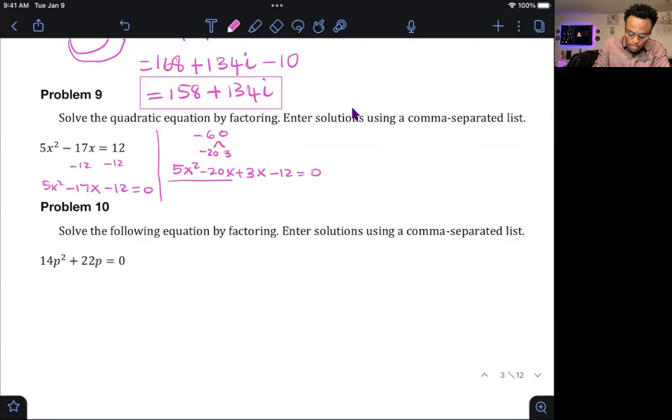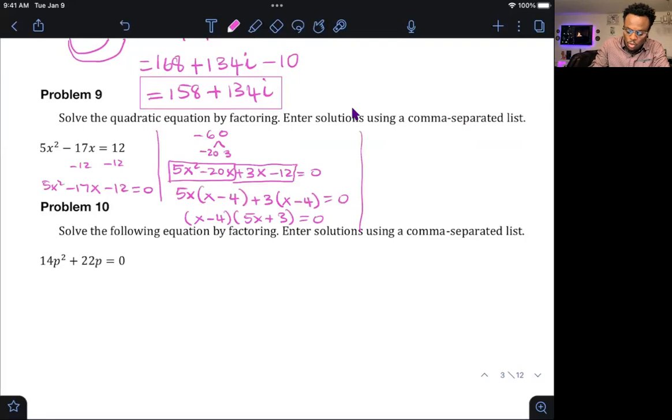First group and second group. The GCF of the first group is 5x. We factor it out, so that's x minus 4. And then the GCF of the second group is 3. Factoring 3 out, that's x minus 4 equals 0. Then we factor out this x minus 4, leaving 5x plus 3 equals 0.